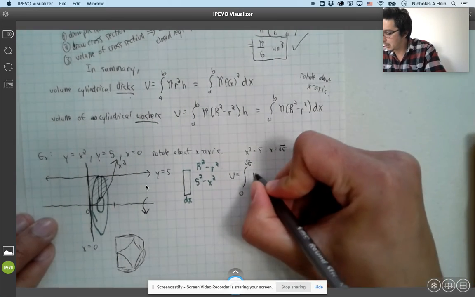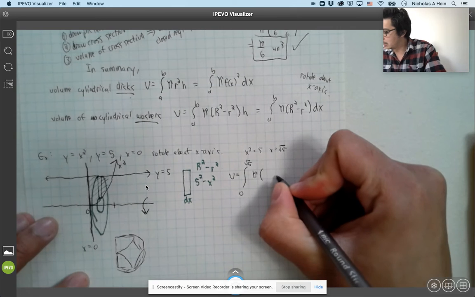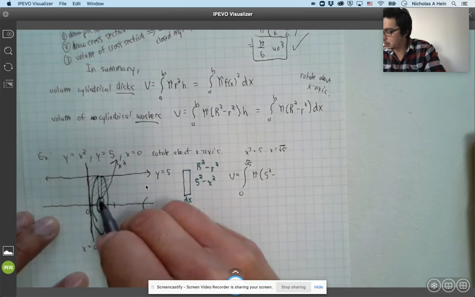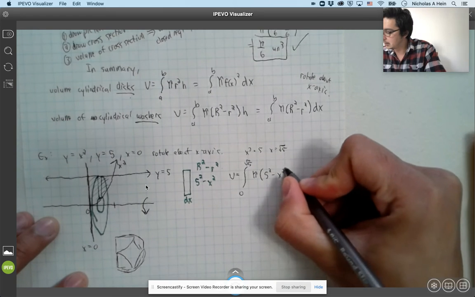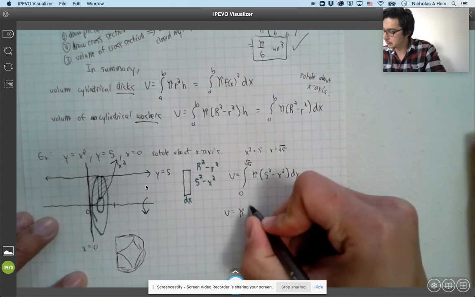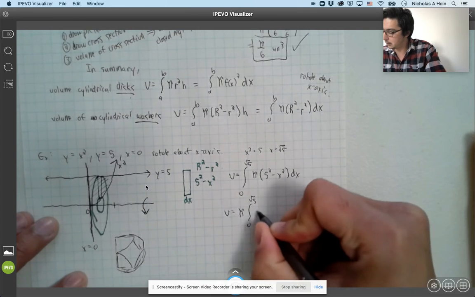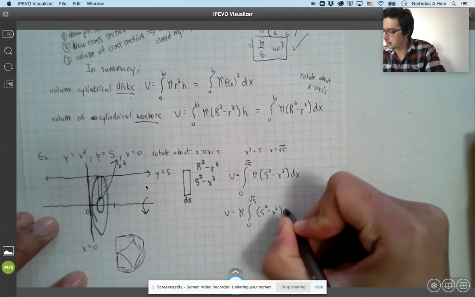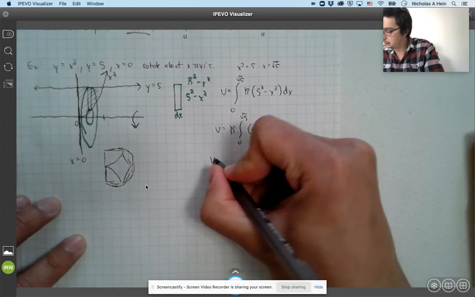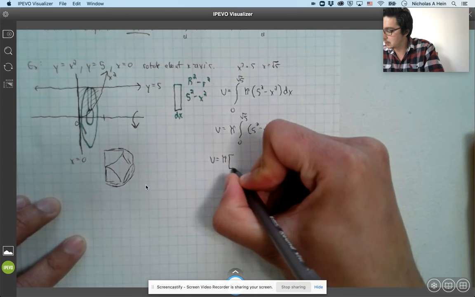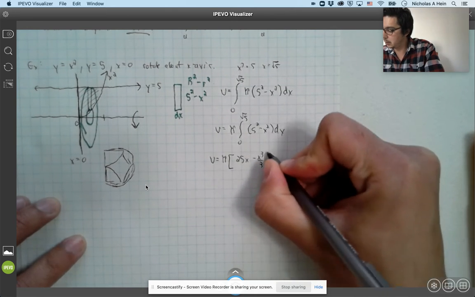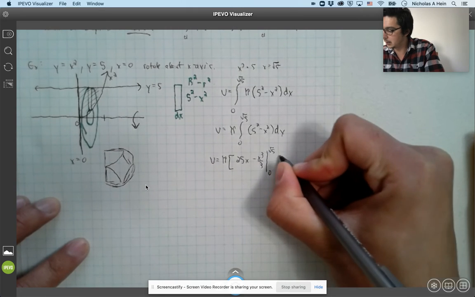And volume is going to be pi times the outer radius squared, which is 5 squared, minus your inner radius squared, which is x squared, times your thickness dx. I'll pull the pi out. So you get 0 to root 5 of 5 squared minus x squared dx. And then we'll calculate this by hand and get pi times, that's going to give the antiderivative 25x minus x cubed over 3, evaluated from 0 to root 5.